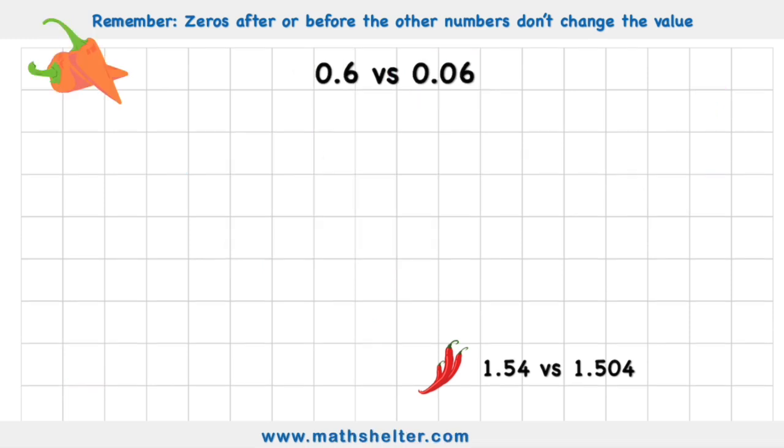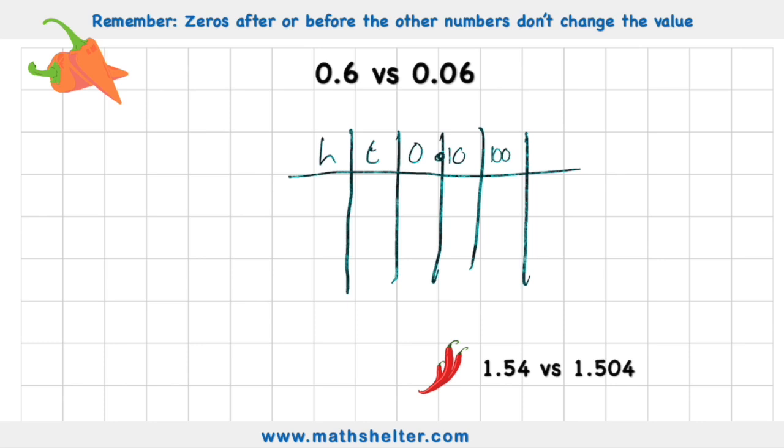Let's look at a slightly harder one. 0.6 versus 0.06. Well, let's follow the same rules. Start by putting my place value chart in place. There we go. And if I put my 0.6 in place, I have 0 ones, a decimal, and then 6 tenths. But this time, when I put my 0.06 in place, I can see the extra 0 is between the existing digits. So now I'd still have 0 ones, I'd have my decimal, but this time I have 0 tenths, but 6 hundredths.